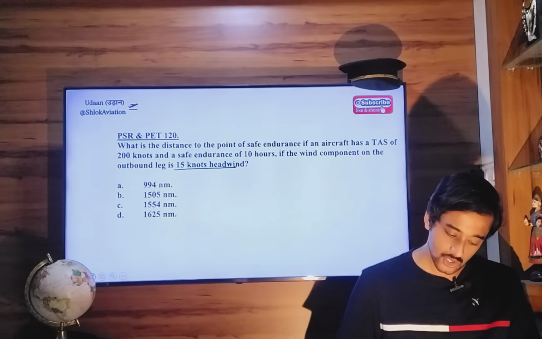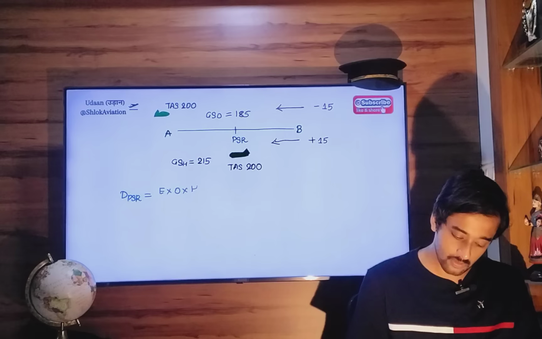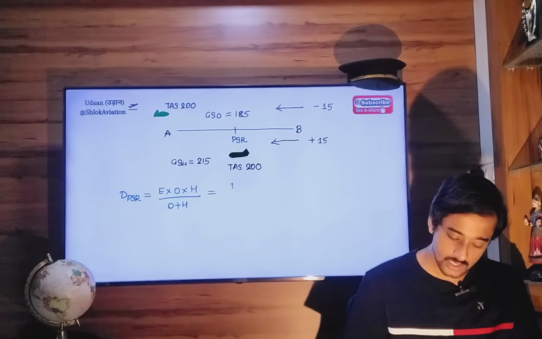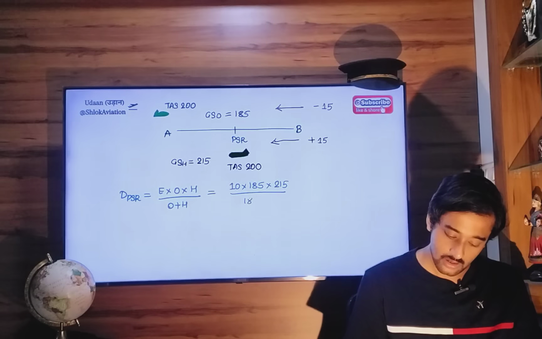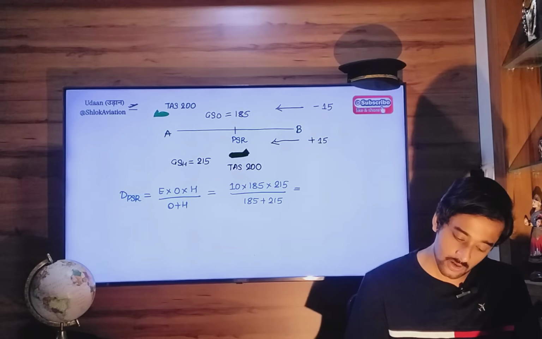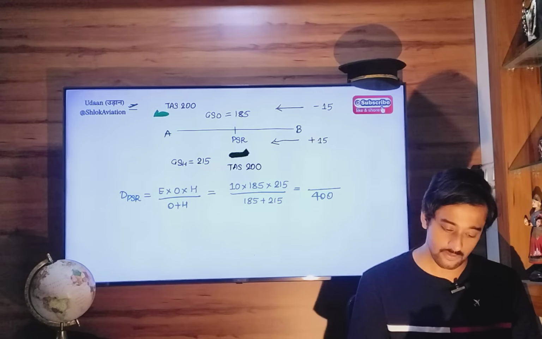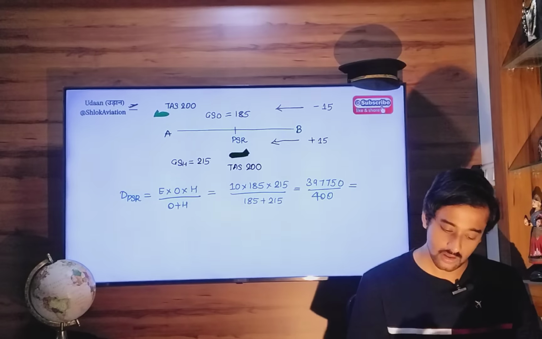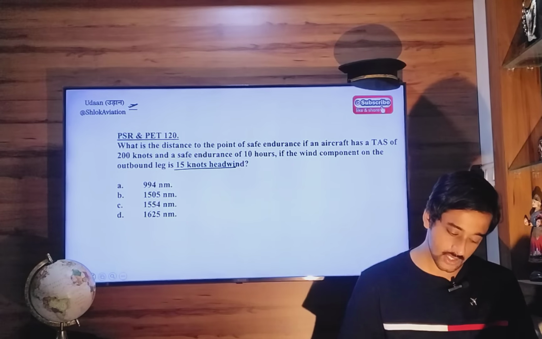So the distance to the point of safe return will be endurance into outbound into homebound divided by outbound plus homebound. Endurance is 10 hours into 185 into 215 divided by 185 plus 215, which is equal to 400 in the denominator. Numerator we have 10 into 185 into 215, 397,750, which is equal to 994 nautical miles. So option alpha.